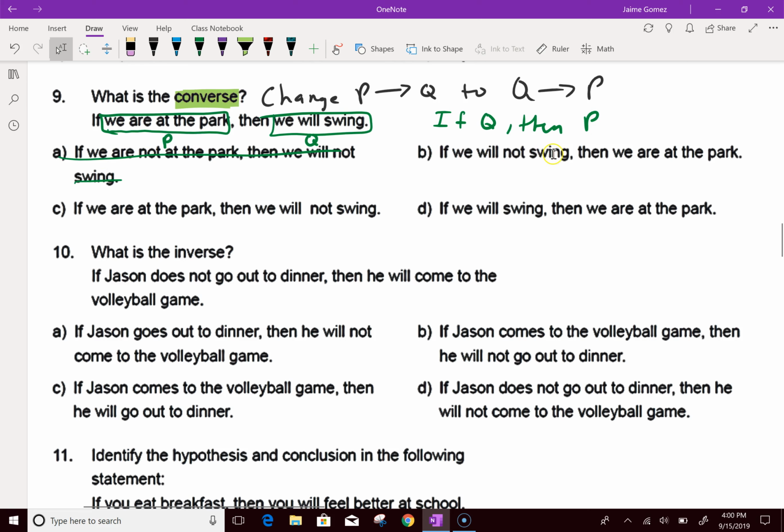Letter B says if we will not swing. These do not have a little line, so we're not putting the word not there. Next one here: if we're at the park, no, we want the Q to go first, and Q is swing. Right here, letter D. If we will swing, that's the first part, then you write the first part last: we are at the park. That's letter D.